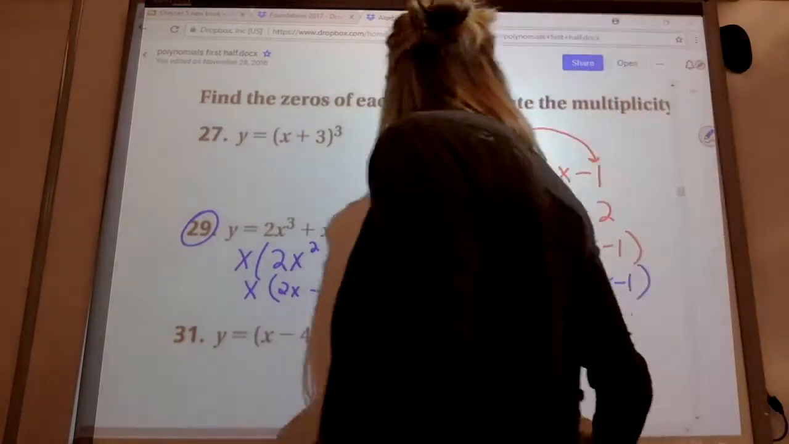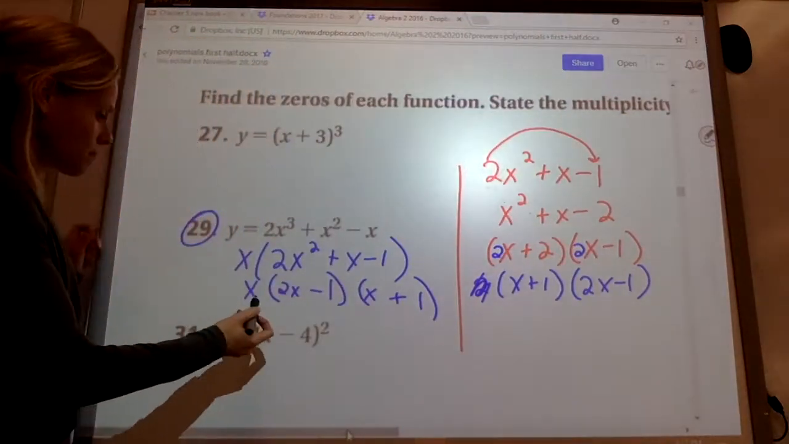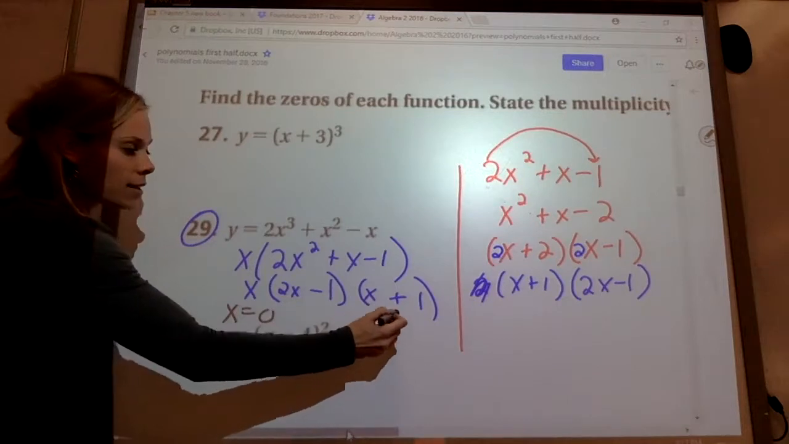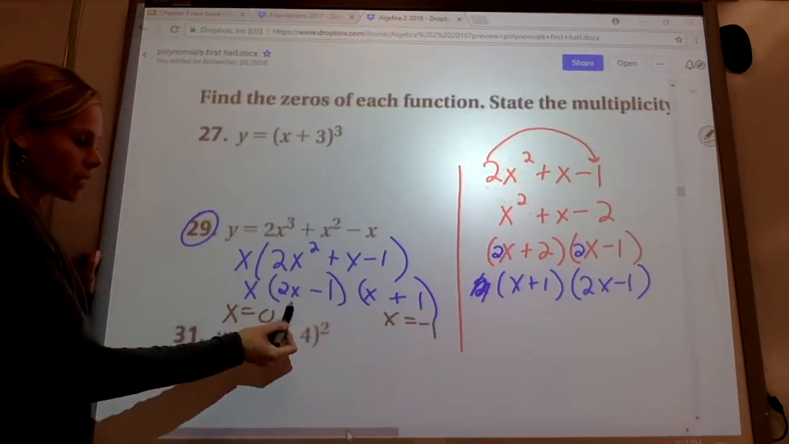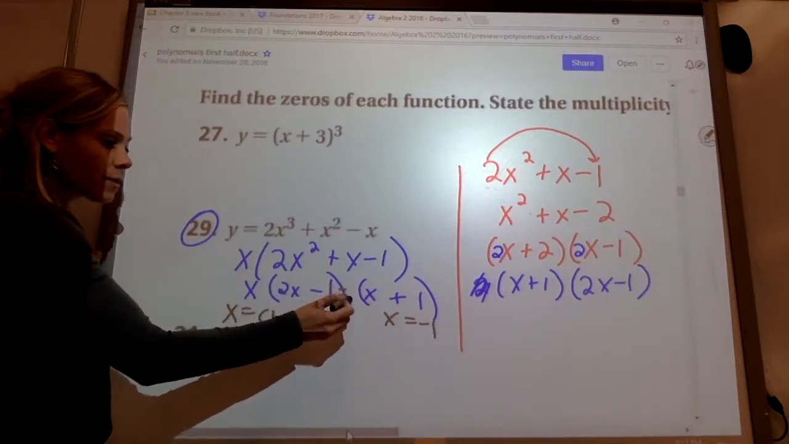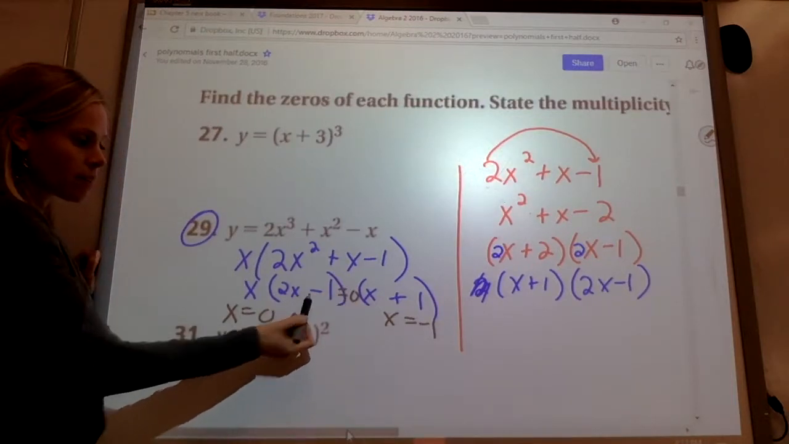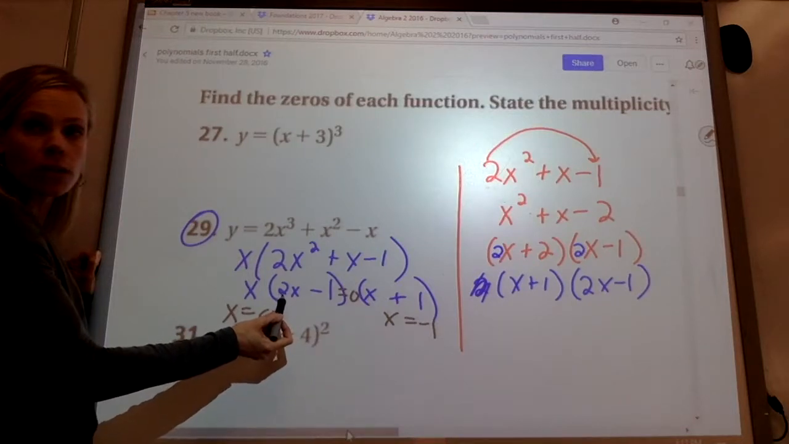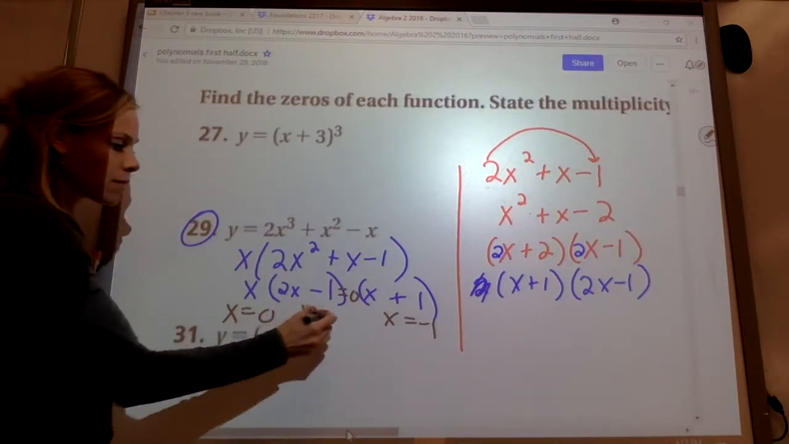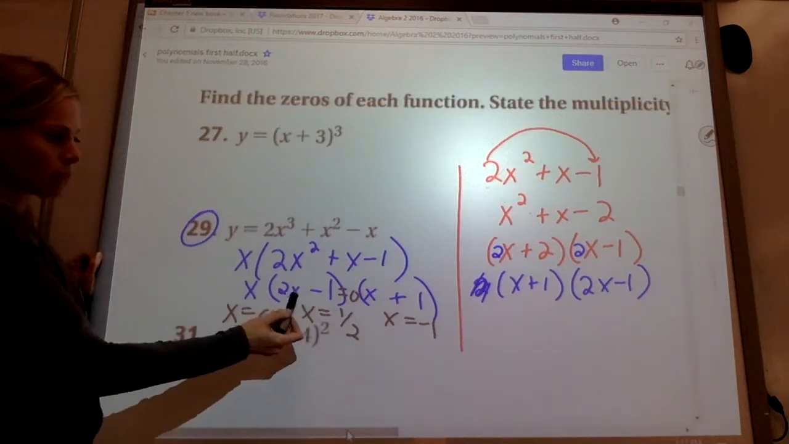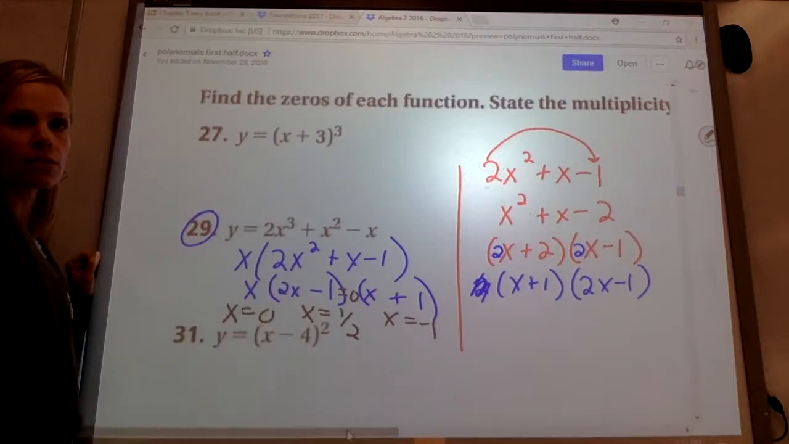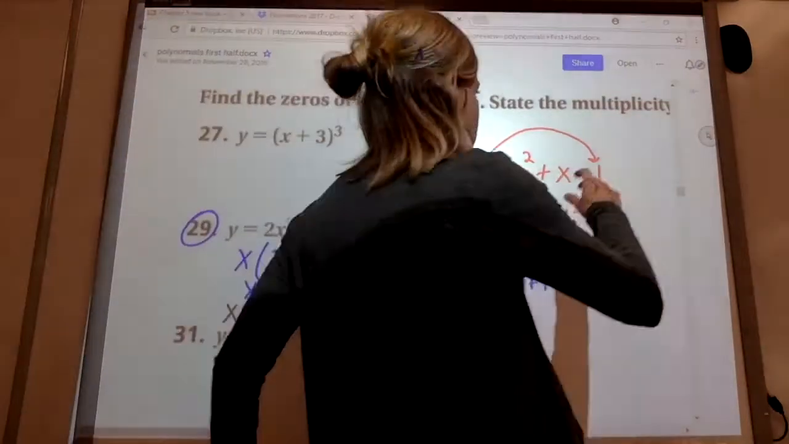Okay. But now that I have it factored, what are my roots? 0. -1. What about this one? I'd have to set it equal to 0 and solve for x. So I would add 1, divide by 2. What's my root? 1/2. Right? If I set this equal to 0 and solve for x, I would add 1, divide by 2, so I get x is 1/2. Okay? Look at some more factoring.